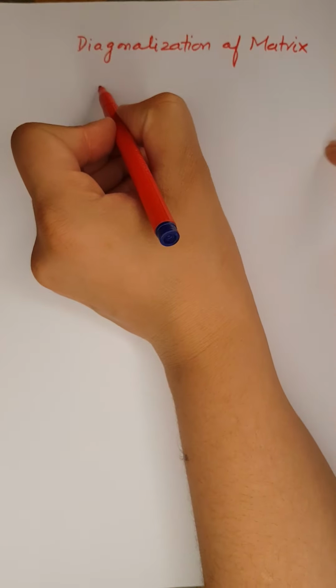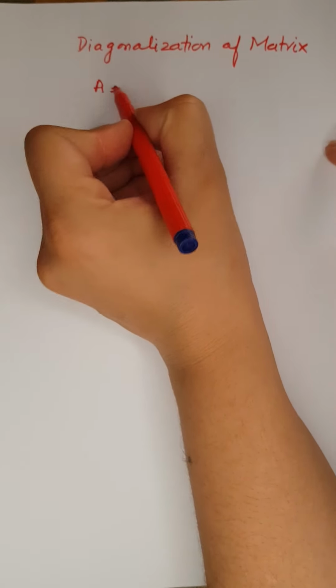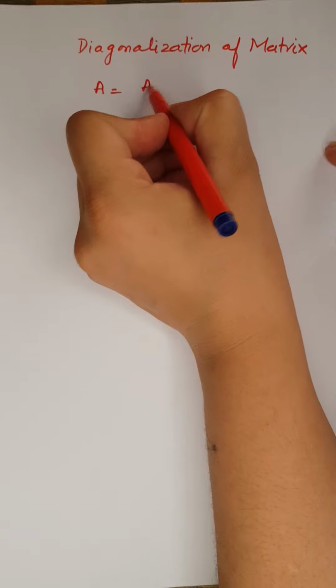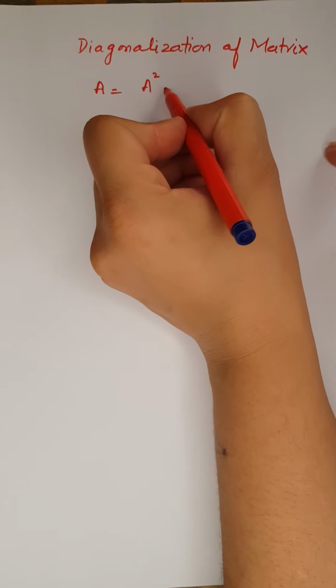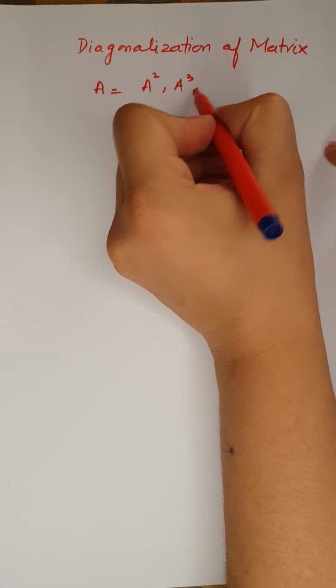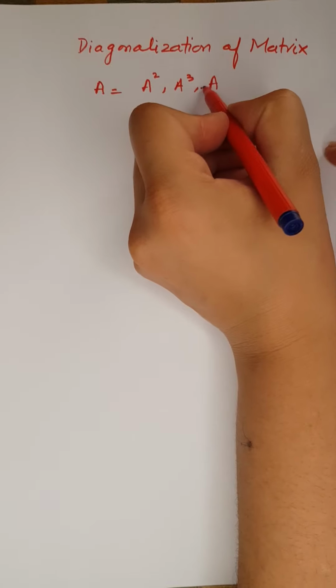In today's lecture I will explain one of the applications of eigenvalues and eigenvectors, that is basically the diagonalization procedure. This information is very helpful for determining the higher powers of A. For example, if you have a matrix A and you are interested in computing its higher powers like A square, A cube, and so on up to A^k, then the eigenvalues and eigenvectors are helpful for that.